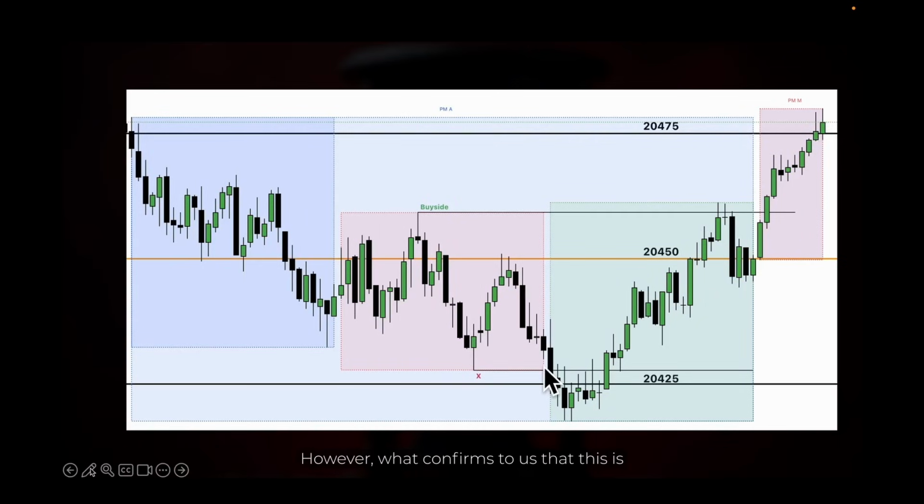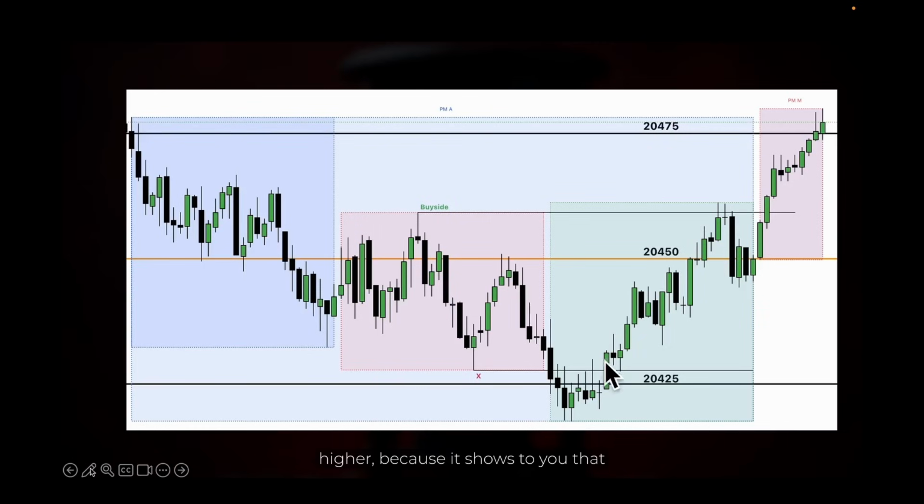However, what confirms to us that this is a purge of sell-side liquidity and not just a sweep to continue lower is when we displace higher. It's a very important understanding to have. There's a difference between the terminology of sweeping liquidity and purging liquidity. Sweeping liquidity is when the market takes out a key liquidity pool, and from that moment in time, we have swept the liquidity. However, what confirms to us that this sweep is in fact a purge of liquidity is when we see the market begin displacing higher.